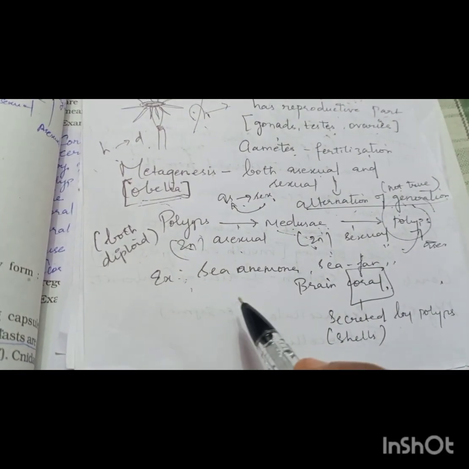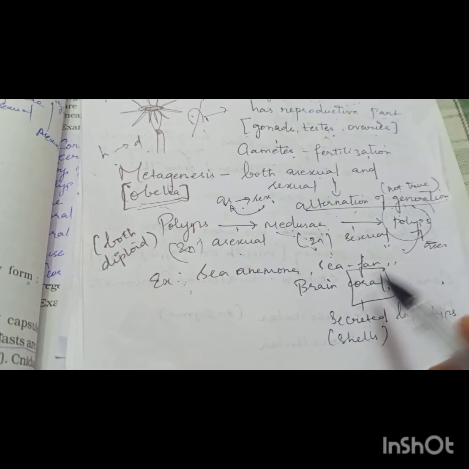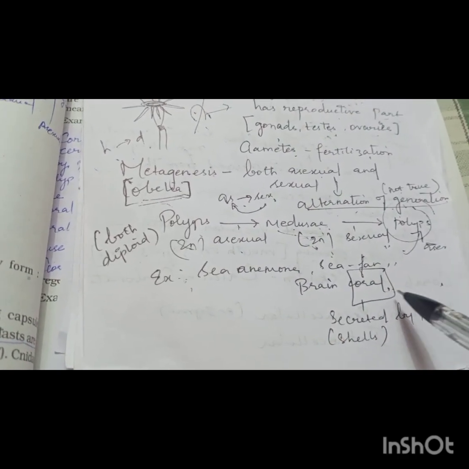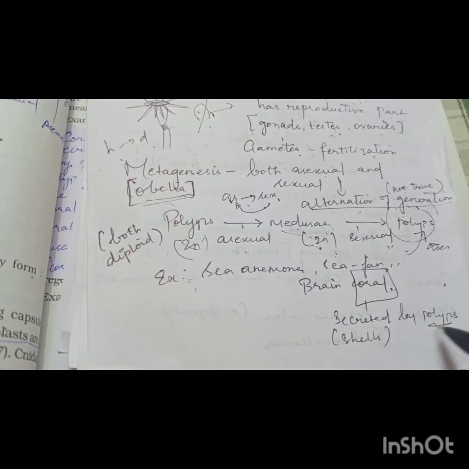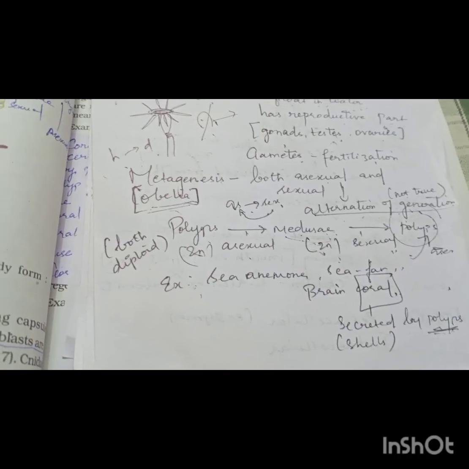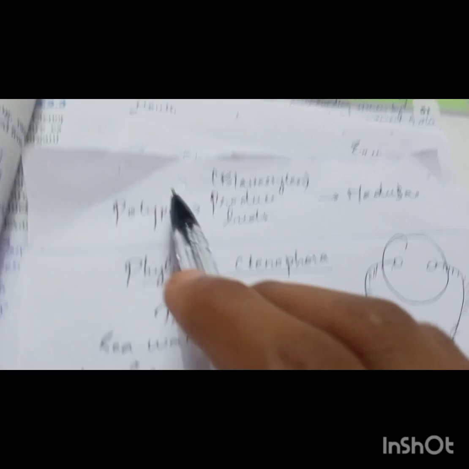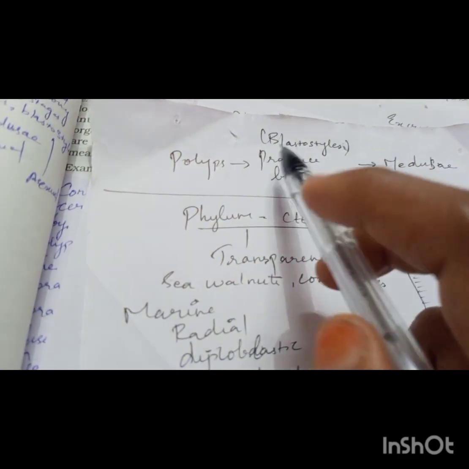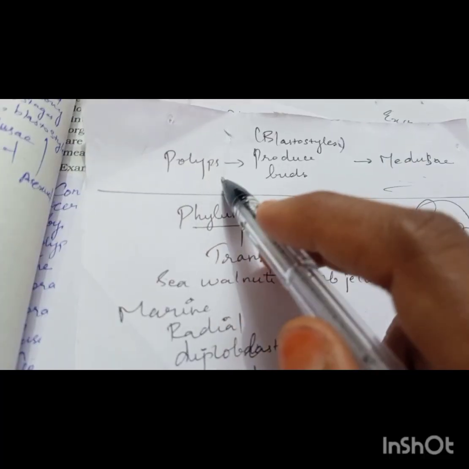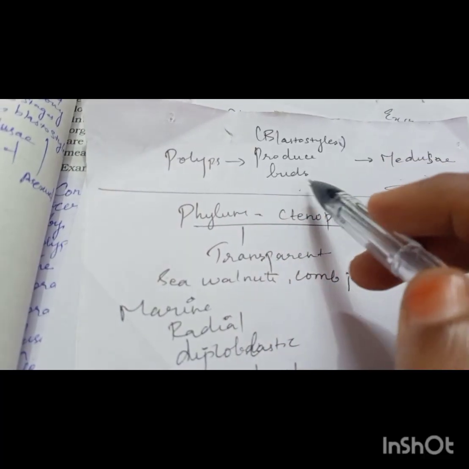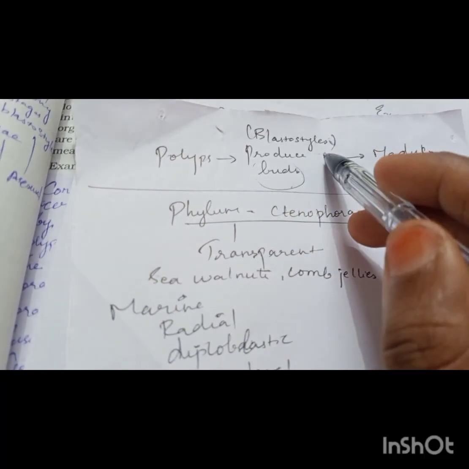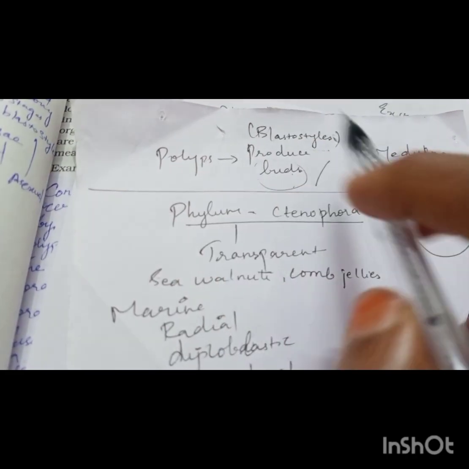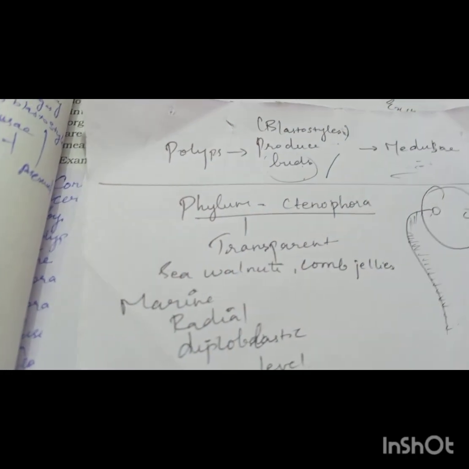Some of the organisms are sea anemone, sea fan, brain coral. Actually, in coral, the skeleton is secreted by the polyp phase of the organisms. So how will the polyps produce this medusa? In some cases, polyps will produce numerous buds on their bodies, and these buds are known as blastocysts, and these buds will get detached from the parent body and develop into medusae.